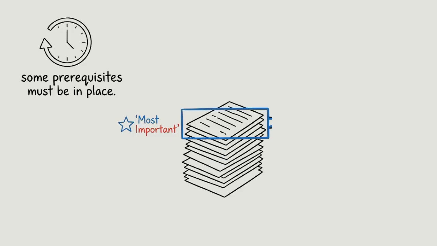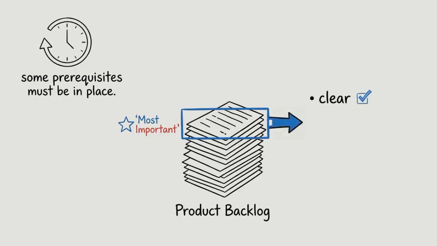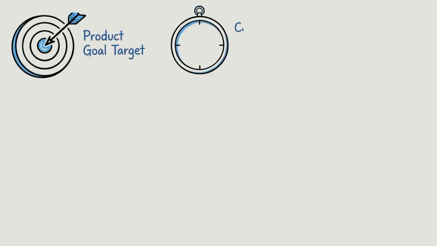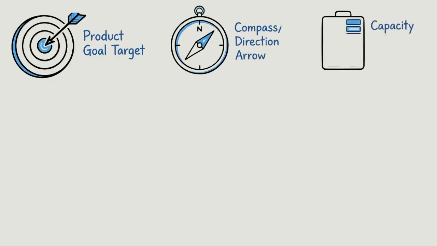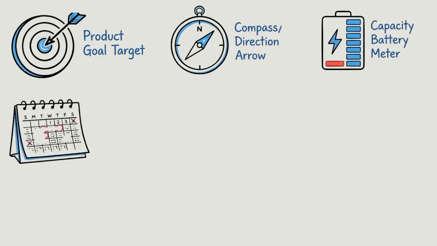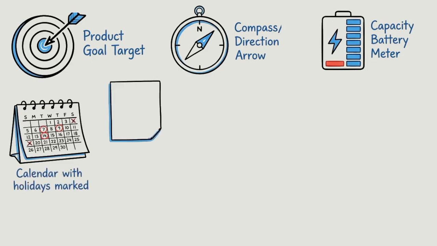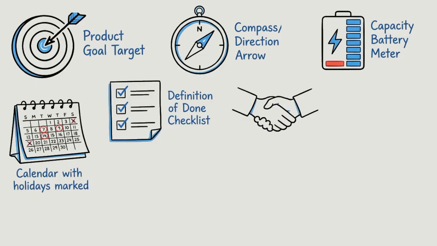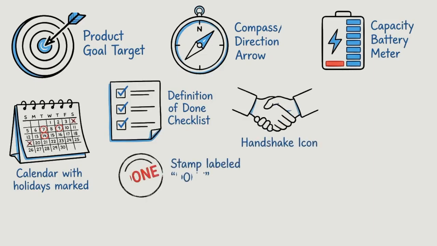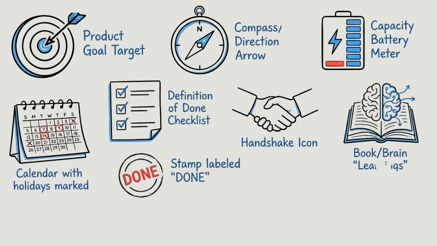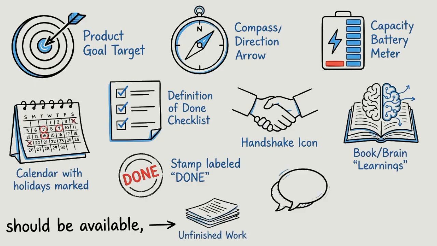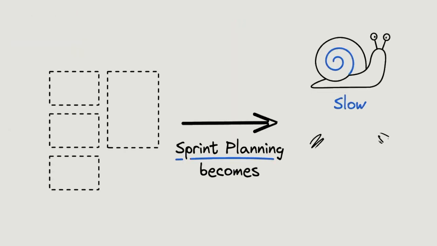Before the call begins, some prerequisites must be in place. The most important one is a refined and ordered product backlog. The top items should be clear, understood, and small enough to be worked on. The product goals should be known so the team understands the bigger direction. The team should also know its capacity, including holidays, support work, and availability. A shared definition of done must exist so everyone agrees on what done actually means. Finally, learnings from the previous sprint should be available, such as unfinished work, feedback, and technical constraints. When these are missing, sprint planning becomes slow and frustrating.